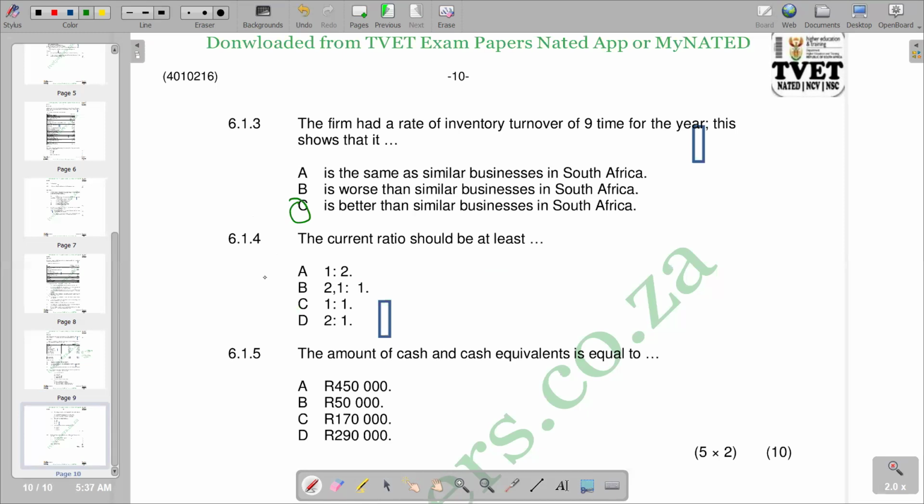Then we go to 6.1.4. The current ratio should be at least, we know that the current ratio should be at least 2:1. Then you'll see that it's on D. So D is the correct answer that we have there. 6.1.5, the amount of cash and cash equivalent is equal to. So we need to go back and calculate the amount of cash and cash equivalent.